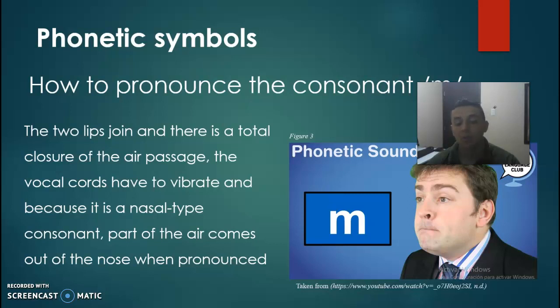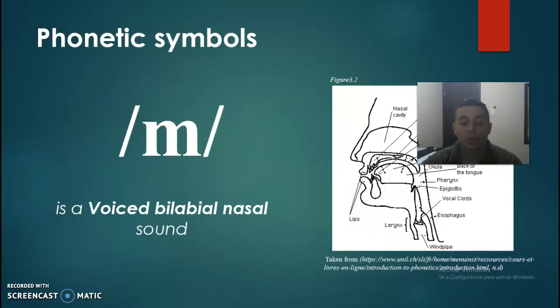of the nose when pronounced. It is a voiced labial nasal sound. It is a voiced sound because there is vibration in the vocal cords. You can feel it. Try it.